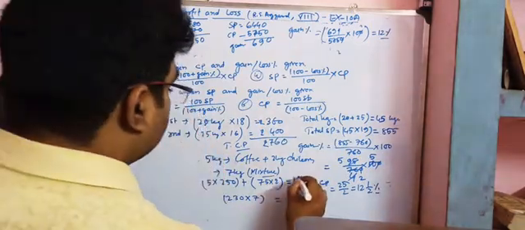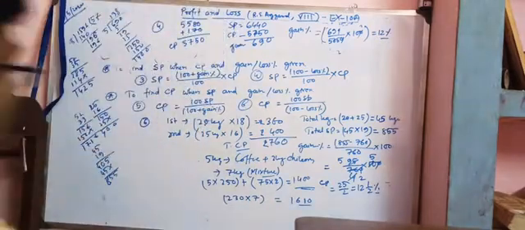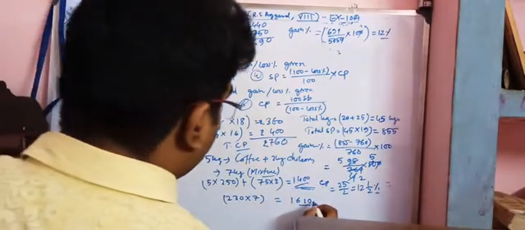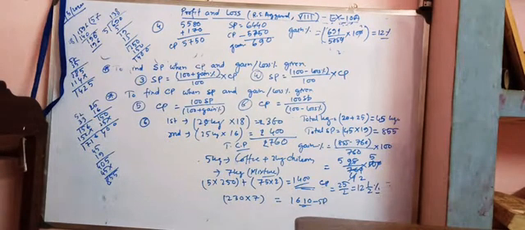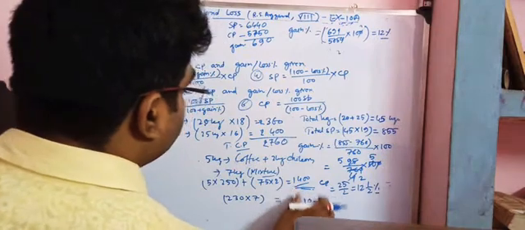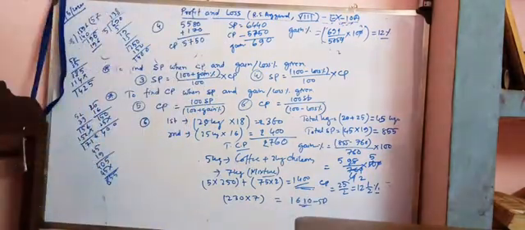So my CP is 1400 and SP is 1610. So now we have to easily find the gain percent. So this is the gain here. So we have to easily find the gain percent. Okay.